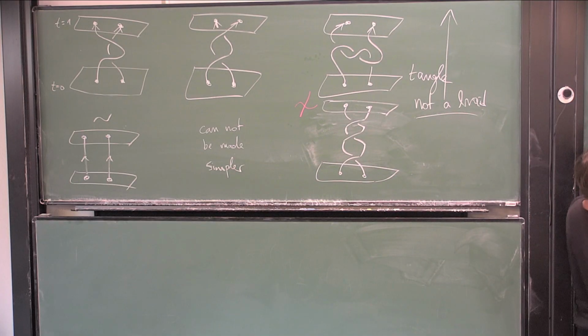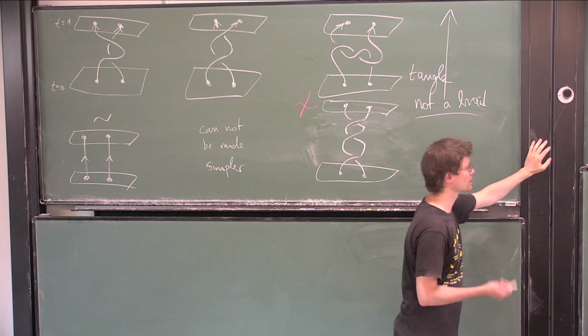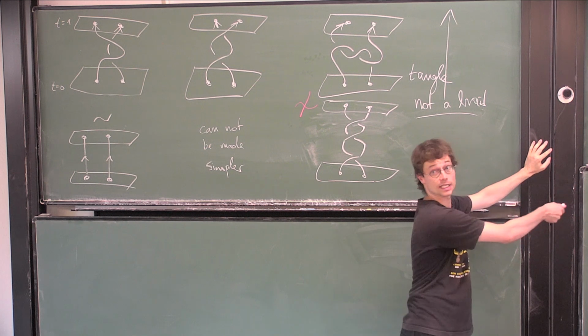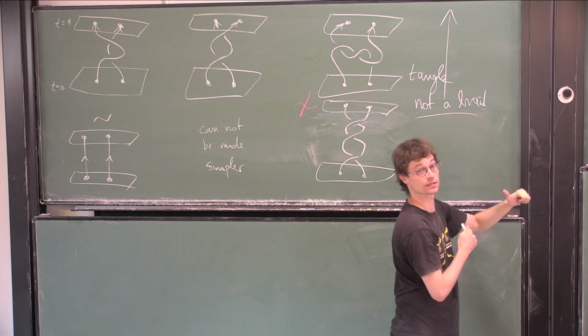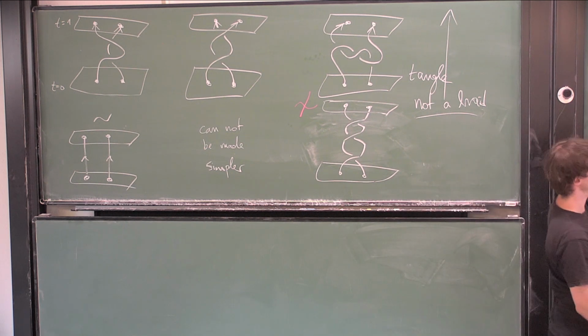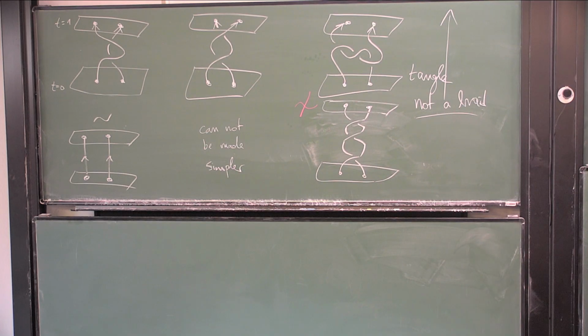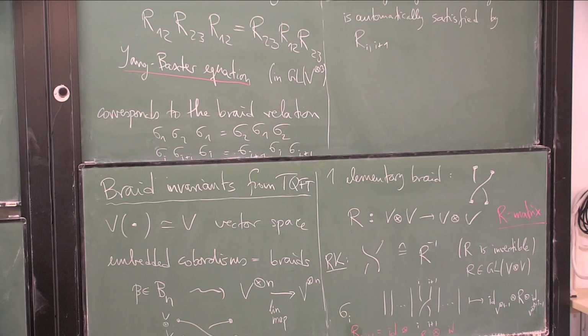So maybe to formulate it in slightly different terms, if you want to construct such a TQFT, you have to give me a vector space and an R matrix, a matrix that goes from V tensor V to V tensor V satisfying this relation. Questions on this?